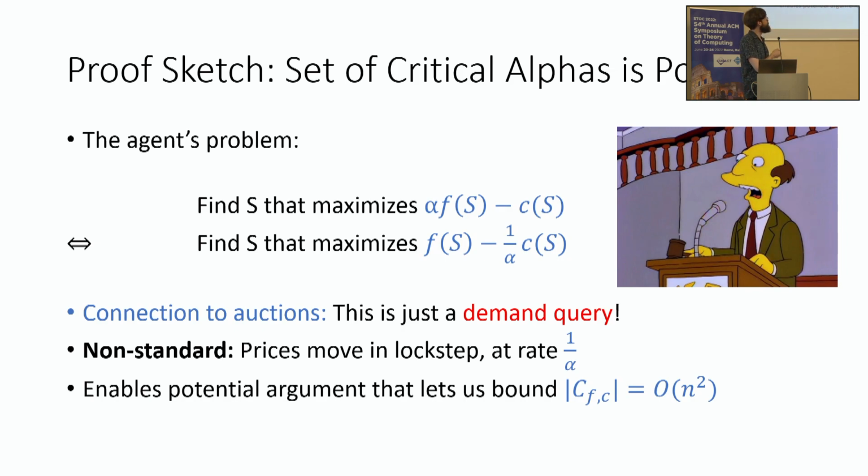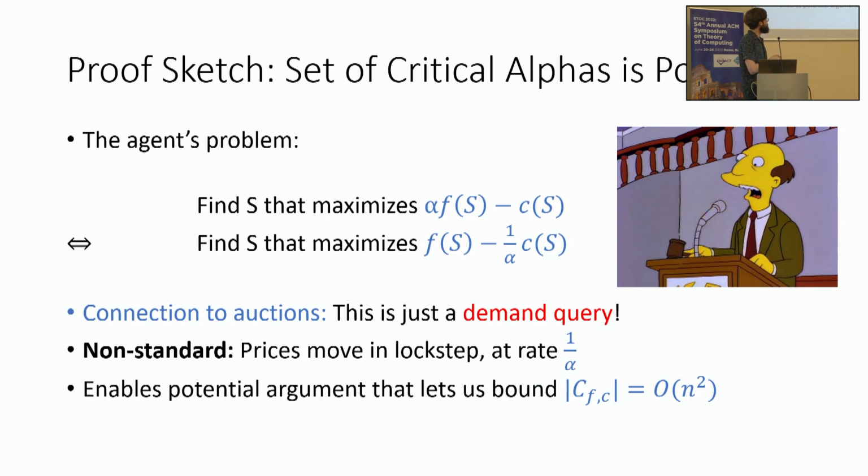Okay, and then a very simple algebraic manipulation: you just divide by alpha. Then this looks like f of S minus 1 over alpha times C of S. Recall that in our model, we took costs, and I think that's also a very natural assumption, to be additive. So what this should remind you of, at least if you've worked on auctions, is that this is just a demand query at item prices C_i over alpha. That's your valuation function, a gross substitutes submodular function, and these are item prices. So the agent is trying to find a demand set.